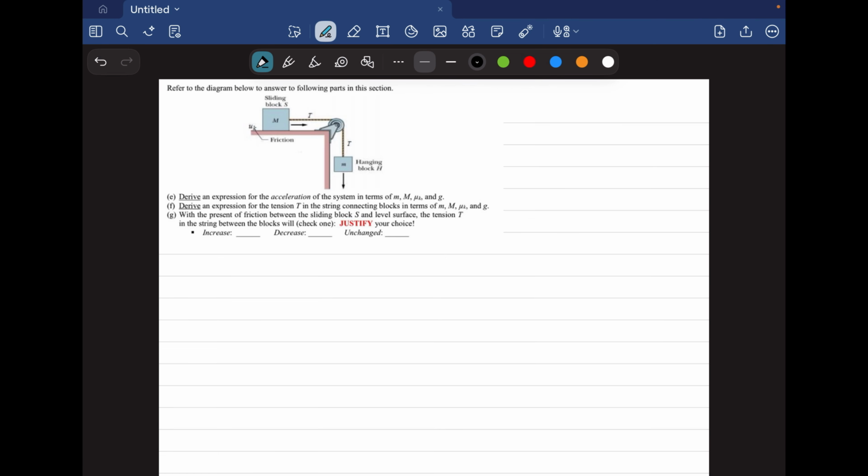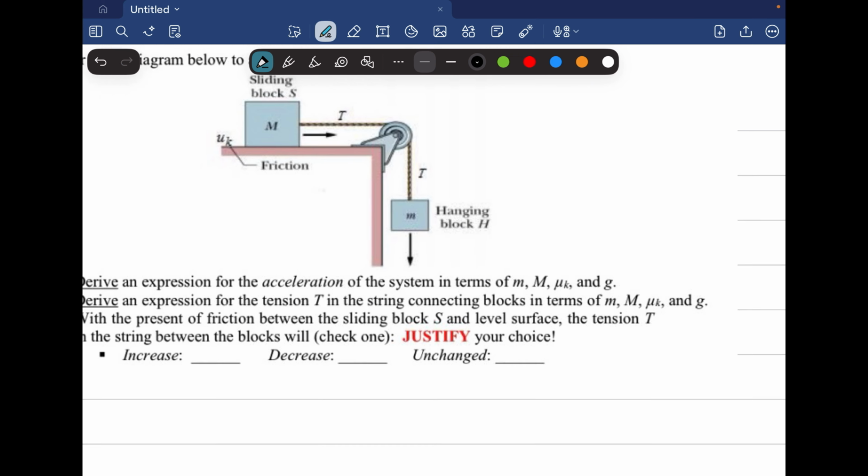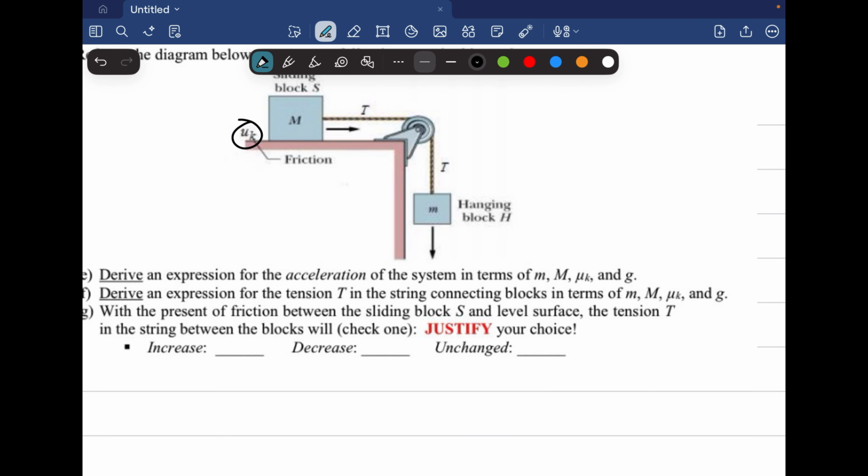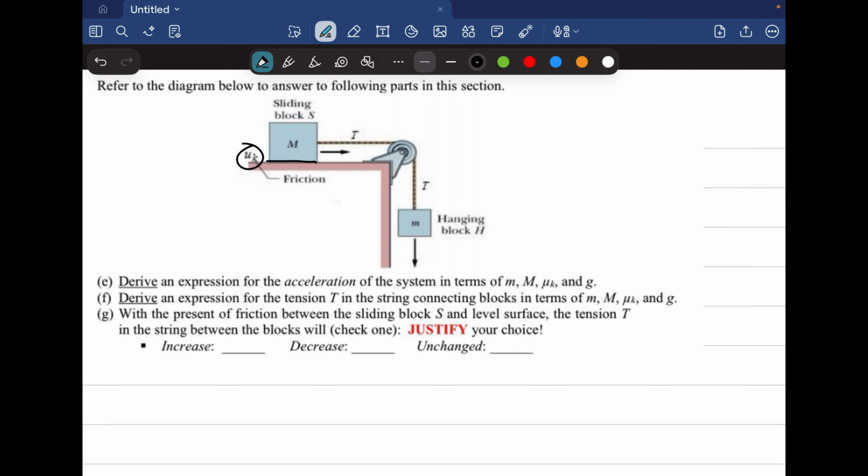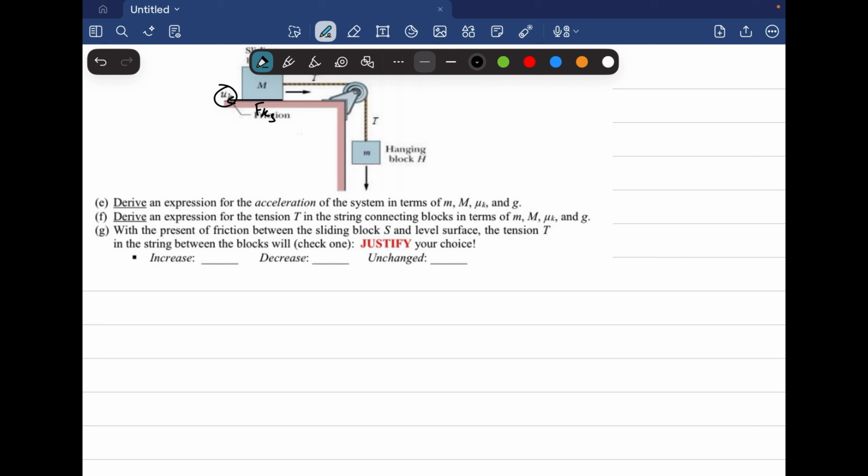So for the new diagram, we now have friction on the surface of the floor. So you know there's Fk. That has to be Fk pointing the opposite way of the motion, right? So part E. Derive an expression for acceleration in terms of m, capital M, mu k, and g.